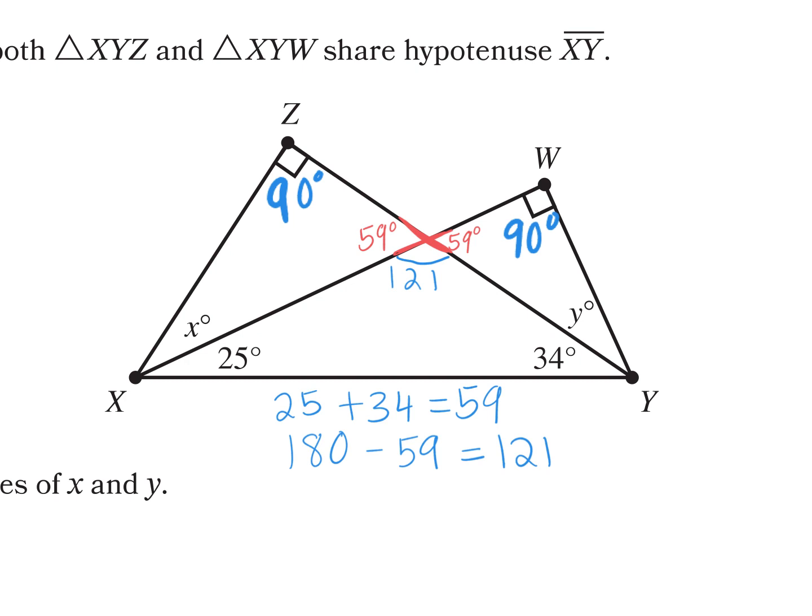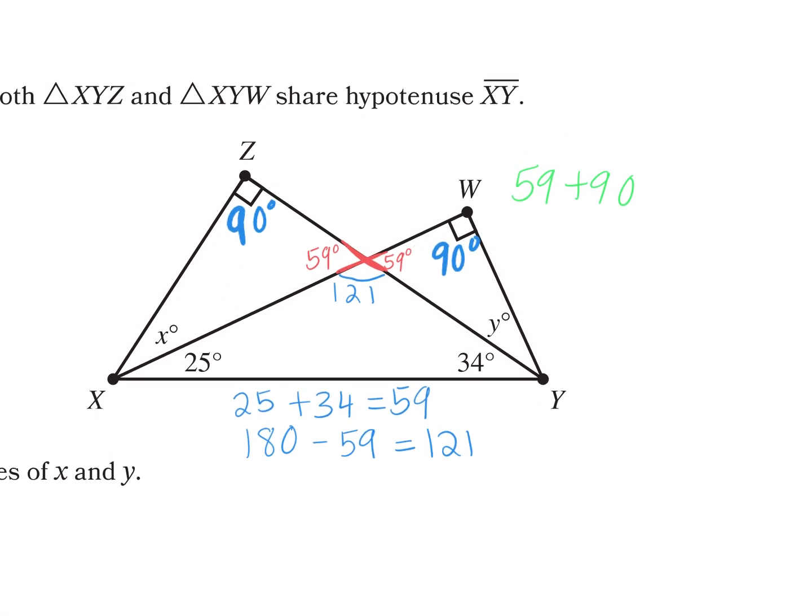So now we have two angles inside of the triangles to find x and y. Which means we need to do what to find x and y? Subtract from 180. So we're going to add together that 59 plus 90, which gives us what? 149. And then when we subtract from 180, we get what? 31. That's just one way to do it. There are other ways to do it.